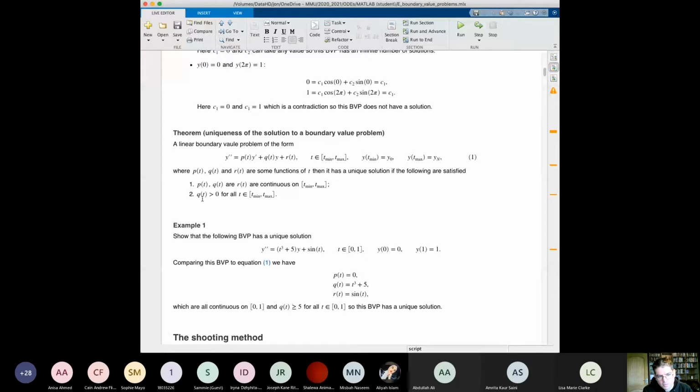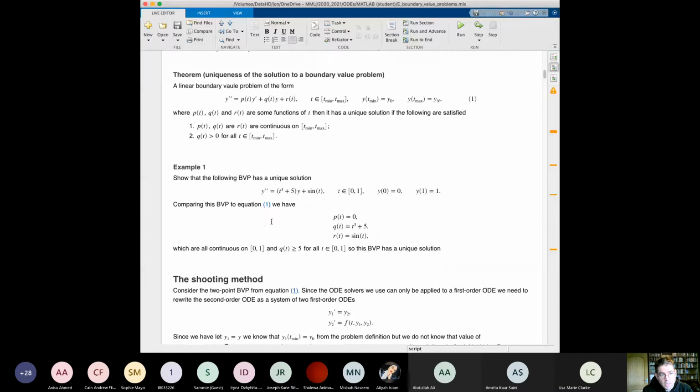And q(t) is positive within our range. So for example, here we have y'' = (t^3 + 5)y + sin t. In this case, we don't have any y' terms, so p(t) must be 0. Our coefficient of y is t^3 + 5, and we also have the function sin t, which is r(t). Now these are all continuous on our range 0 to 1.